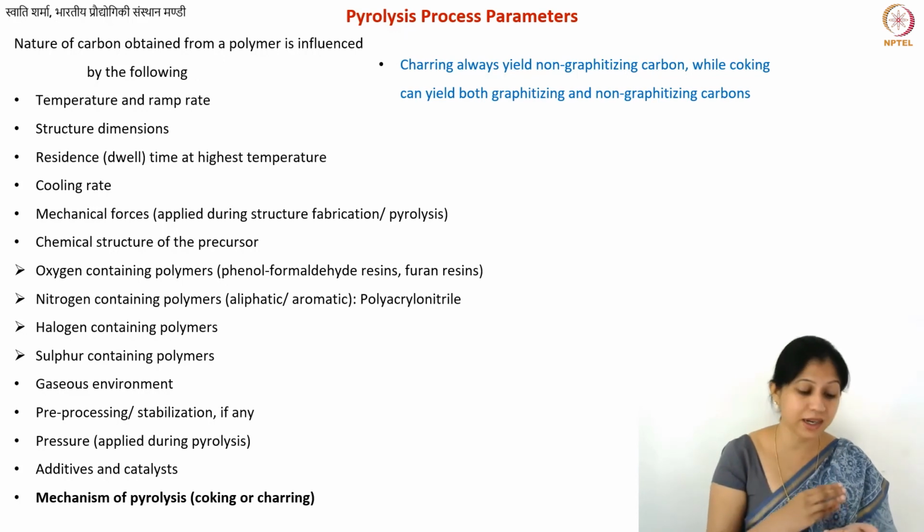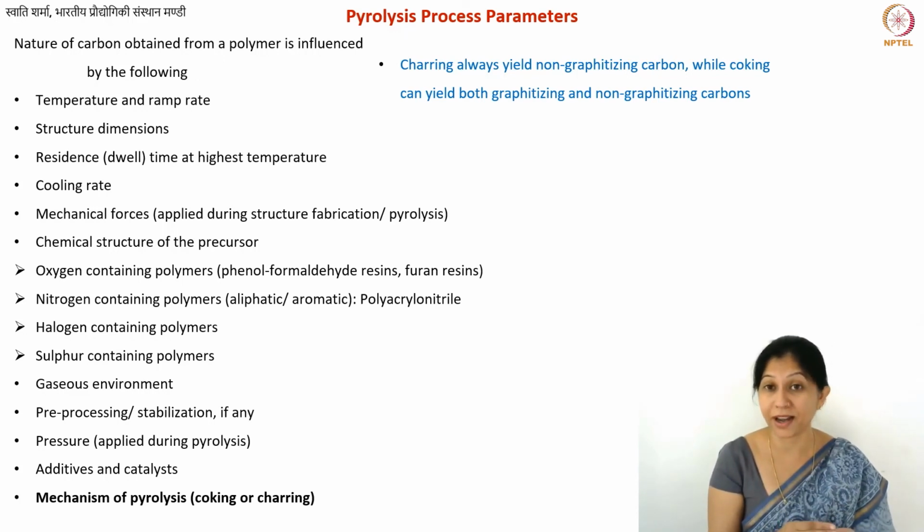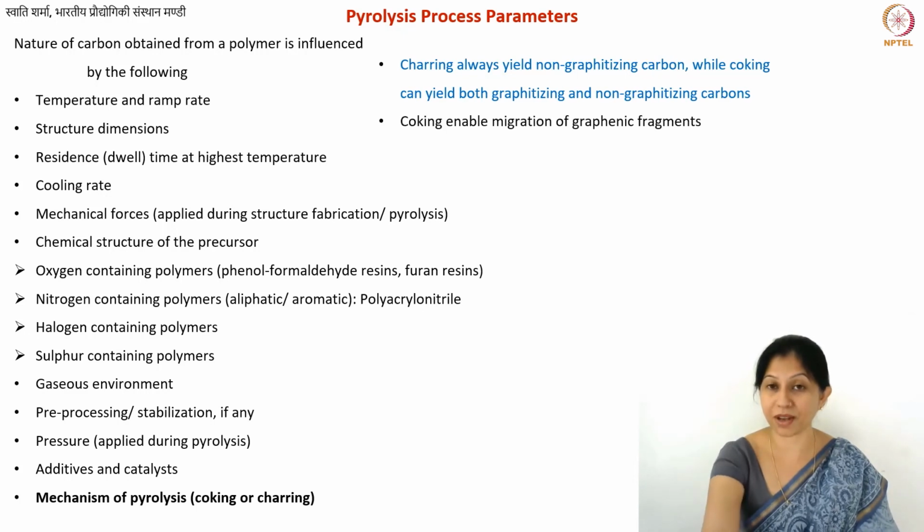However, coking does not always give graphite. Sometimes you'll have graphitizing carbon, sometimes you'll have non-graphitizing carbon, but charring will always give non-graphitizing carbon. So this is something very important. Now, how does coking help in yielding graphite-like structures?